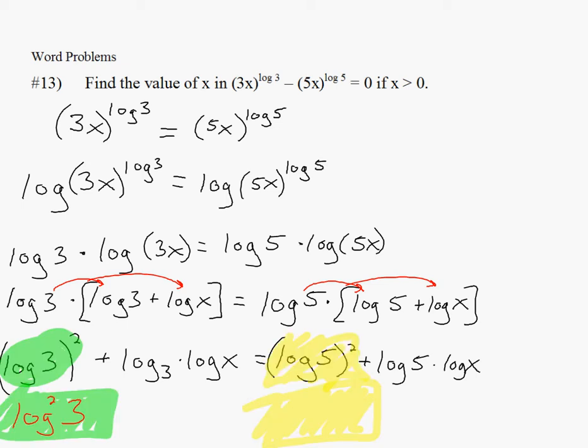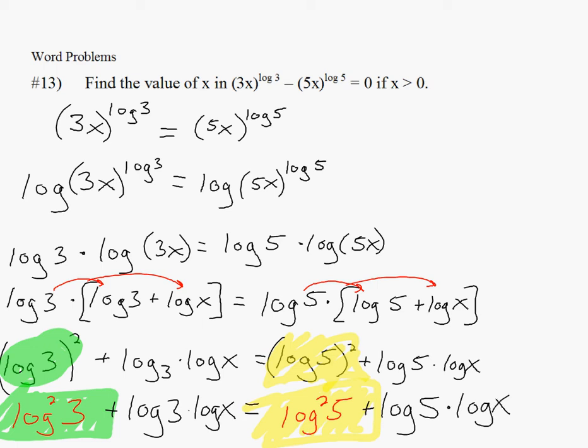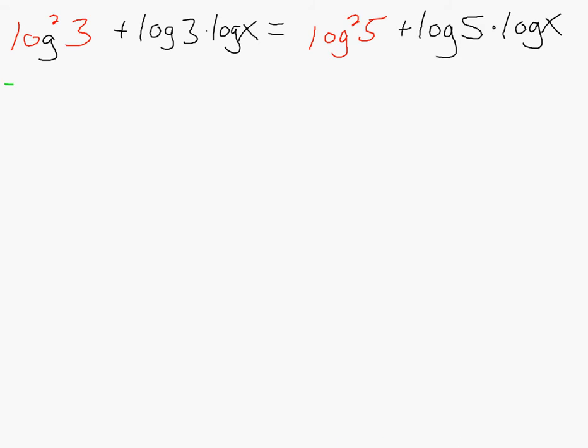Notice that log of 3 quantity squared is the same thing as saying log squared of 3. It's the same meaning, you just write it a little bit different. So I'm going to write it without the parentheses because it looks nicer without the parentheses. As we continue, this is the same thing was on the other page.